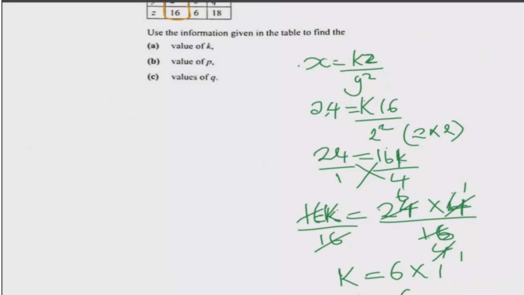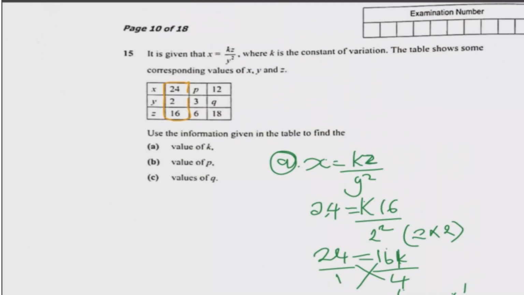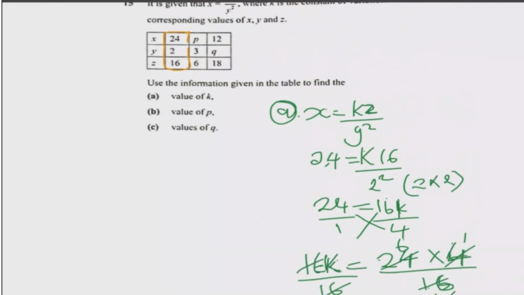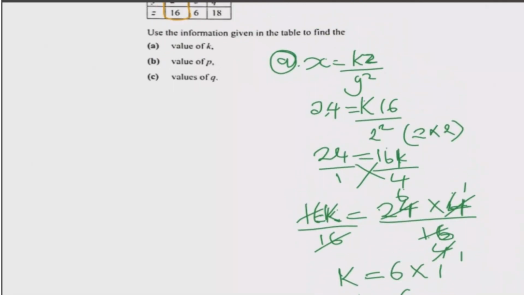Okay, now we come to B. This was A, so we come to B. For B, they want us to find the value of B. So what we're going to do is use the same relationship that is given in the question, and this is the relationship that is here.